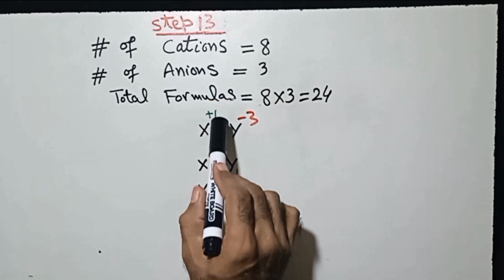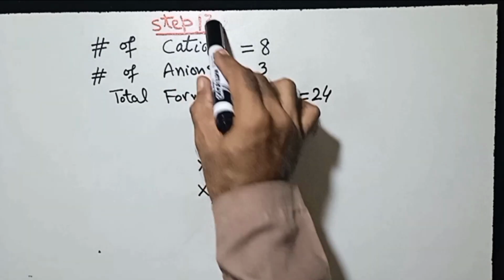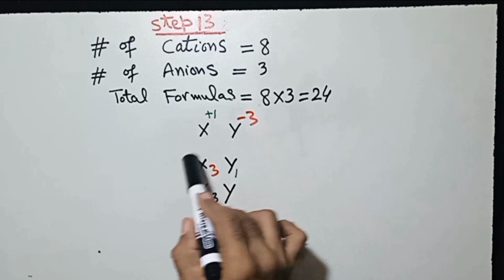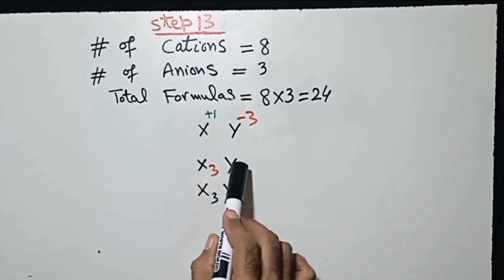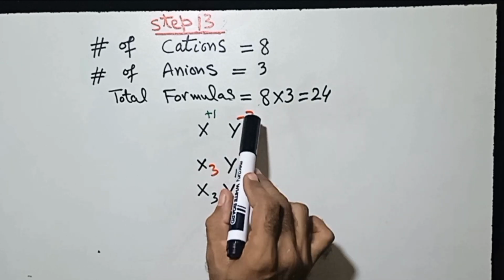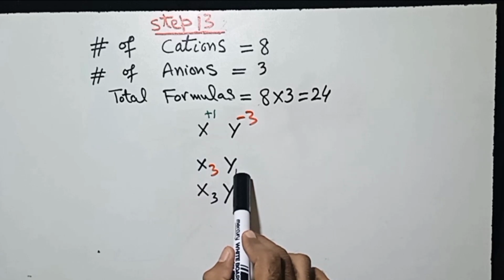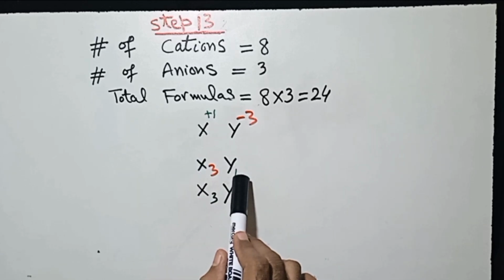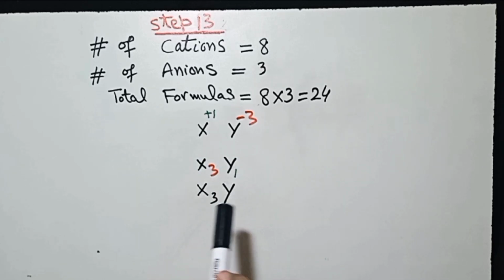Now writing the valences as +1, -3. Shift these valences as suffix of x and y. You will write 3, 1, and the 1 is not written, and the final formula would be x3y.